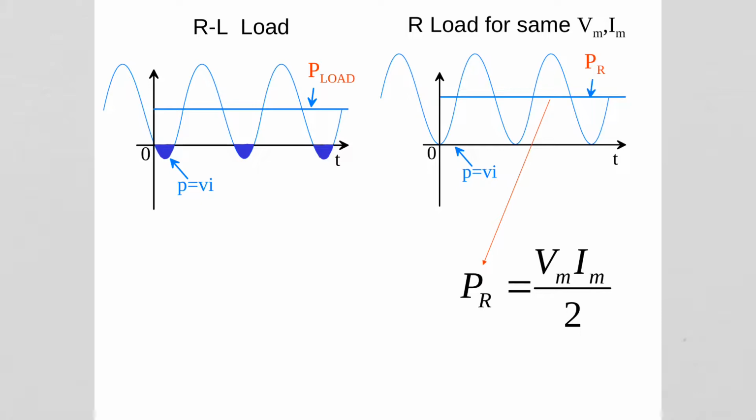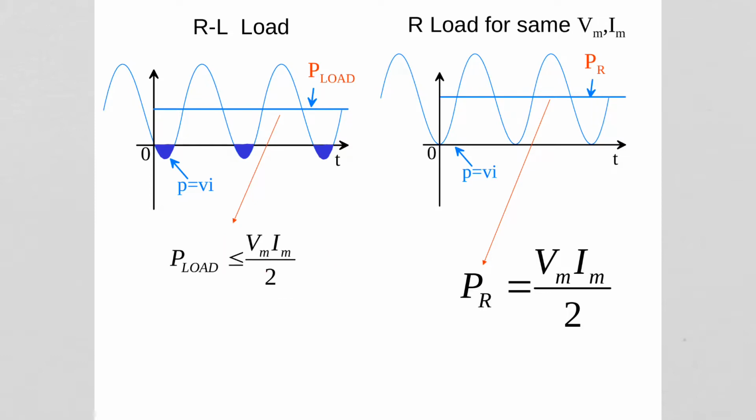Now this value is given as Vm Im by 2. This is for a pure resistive load. Now what is this P load? We have the reactive power component. P load is the active power component, and P load is less than PR. It is less than Vm Im by 2 because of this negative part.